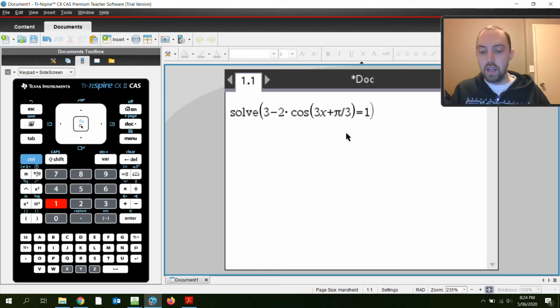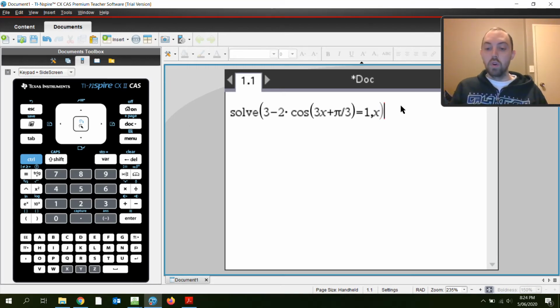Now before I get out of this solve set of brackets, so you'll see that there's brackets at the beginning and the end of the solve part, I do need to tell the calculator what part of my equation I'm trying to solve for. Okay, in this case I'm trying to find out what x is. You can use a different letter if you like, but I definitely need that comma x in here.